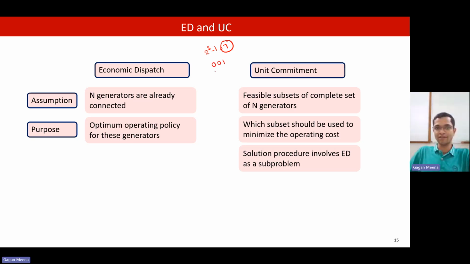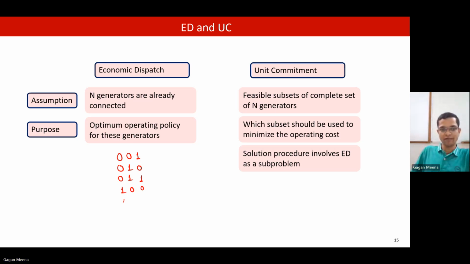Out of these 7, okay, let me write it again. 0 0 1, 0 1 0, 0 1 1, 1 0 0, 1 0 1, 1 1 0, 1 1 1. These are the 7 combinations.